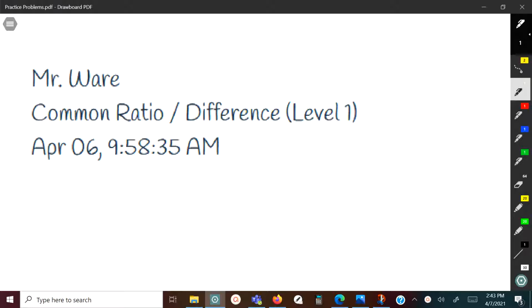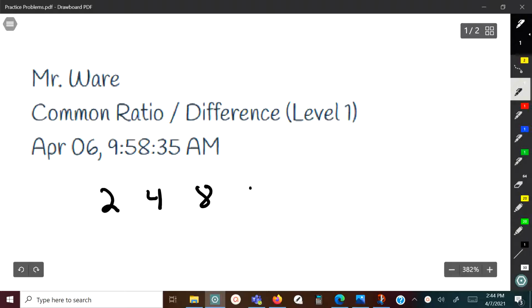With common difference in the sequence, we figure out what's being added to the previous number to change the number. So let me give you this sequence here: 2, 4, 8, 16. Okay, so you can see that if you subtract the second minus the first, it won't get you the same number. But if you divide the second by the first, it'll get you the same number. What's going on is we're multiplying by 2 each time to get the next number.